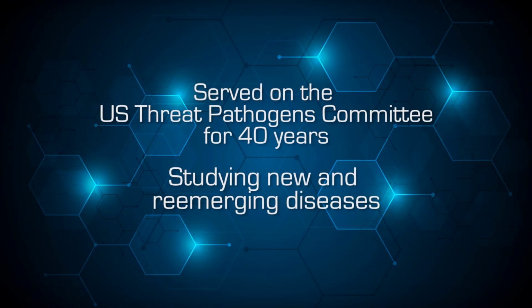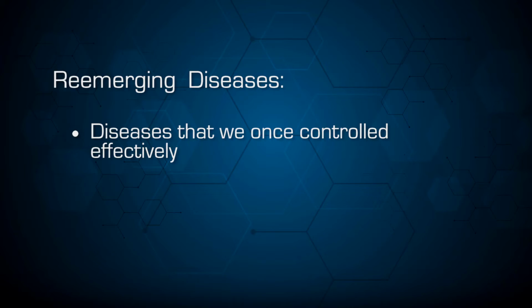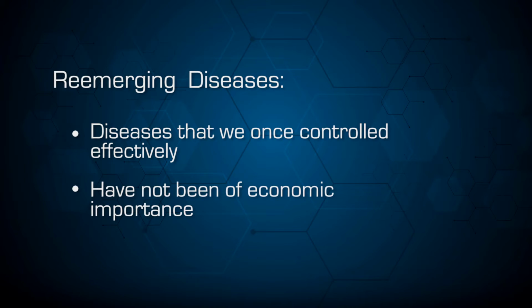We have a number of new diseases and also many re-emerging diseases. On the Threat Pathogens Committee for the United States, which I've served on for about 40 years, we look at these re-emerging diseases as diseases that used to be controlled very effectively, or that we knew were there sitting on the sidelines, but they were never of economic importance for us to get excited about. Those diseases now are becoming very serious and threaten the sustainability of our agricultural production.